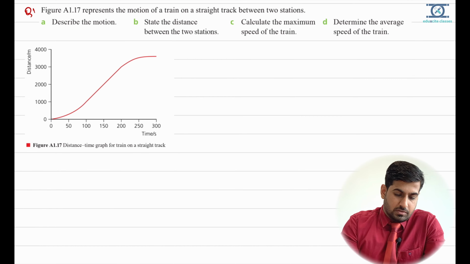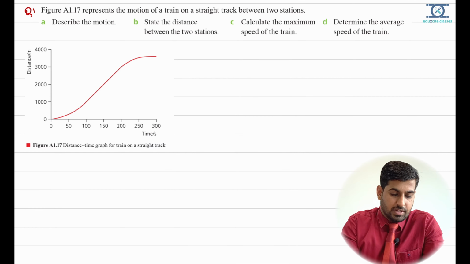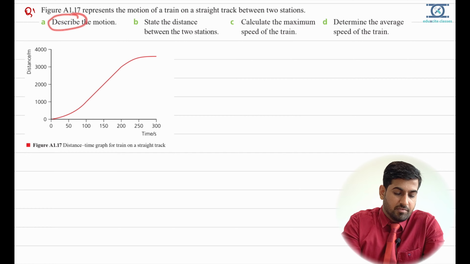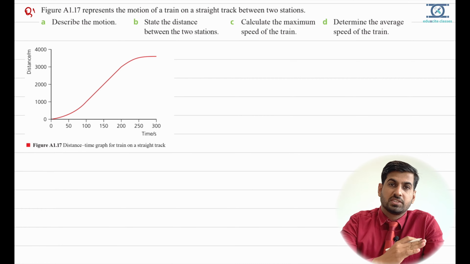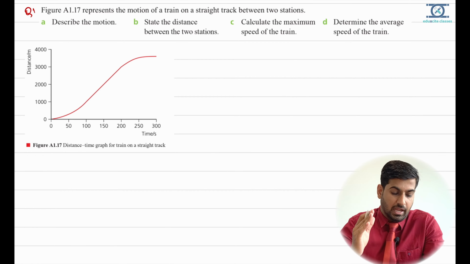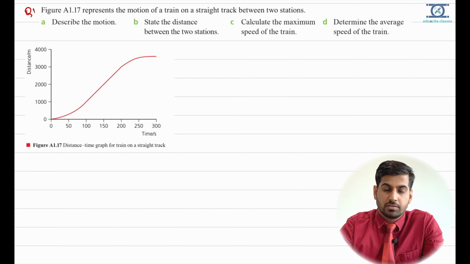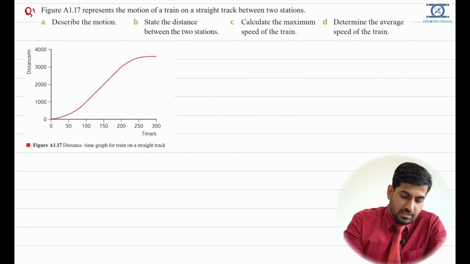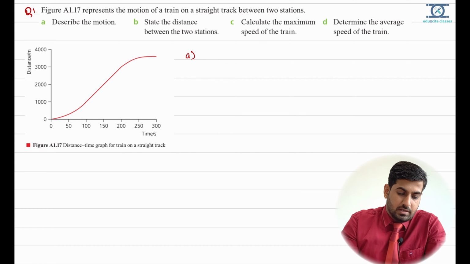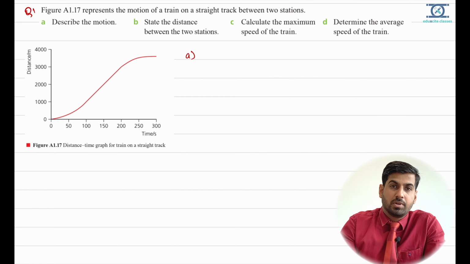The first part is to describe the motion as per the distance versus time graph given to us. Whenever the command term is "describe", we have to mention the motion from the start till the end of the journey, as per the information provided in the question. For the A part, describe the motion of the train between the two stations.